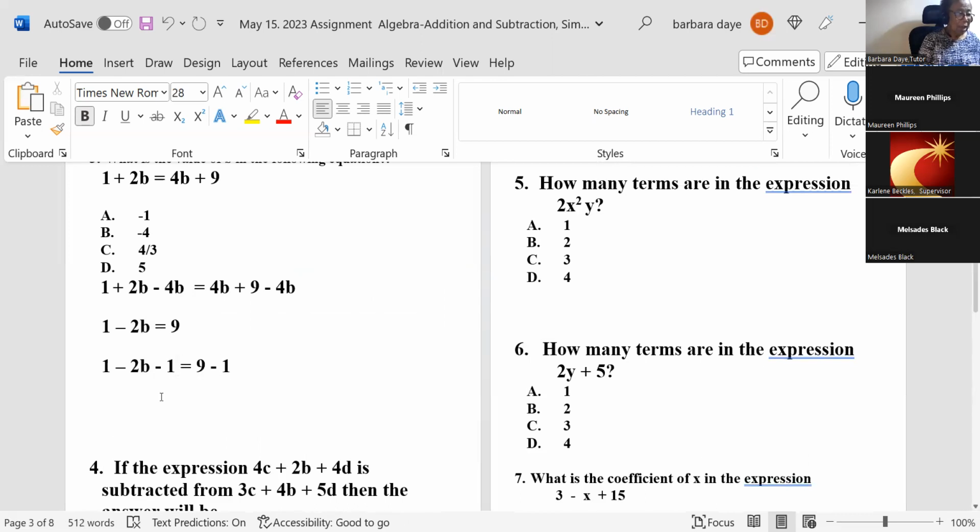So what do you have left on the left side, Maureen? See the cursor? I'm right here. That's my left side. I want you to tell me what is that equal to: 1 minus 2B minus 1. All that comes before the equal sign. What is 1 minus 2B minus 1?